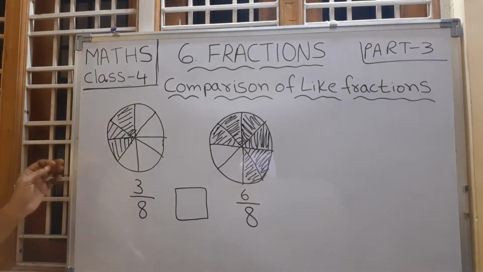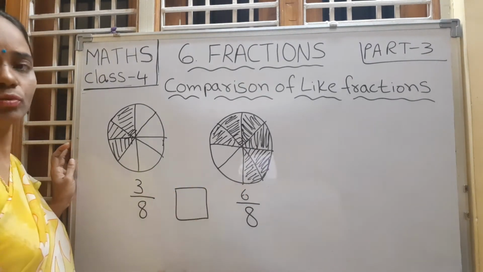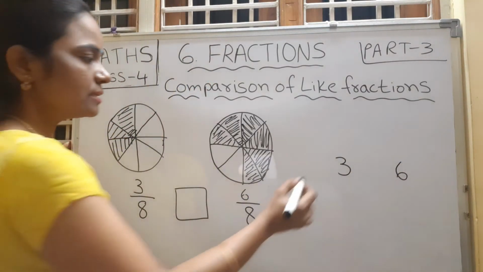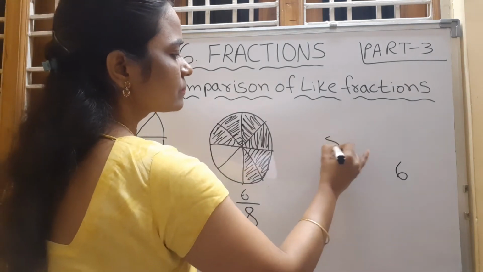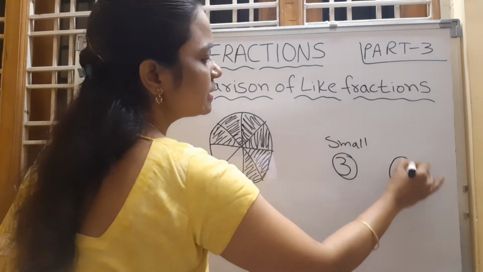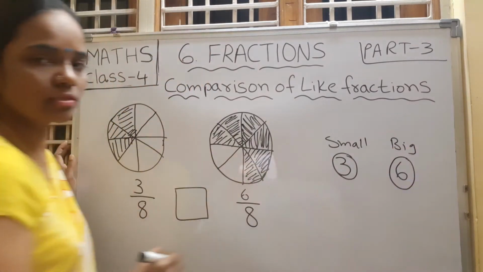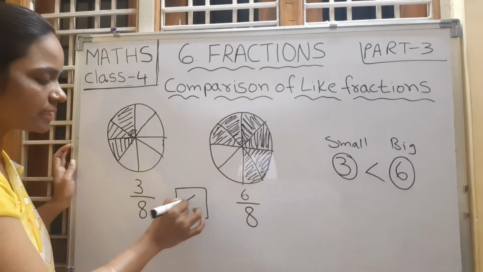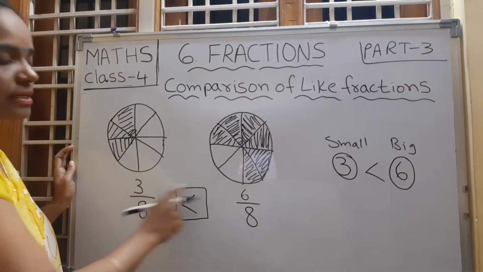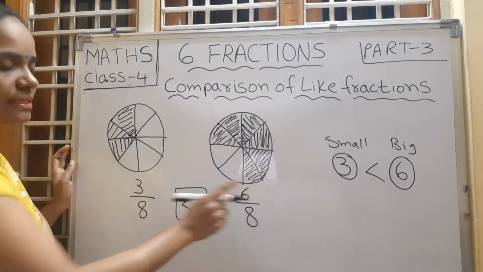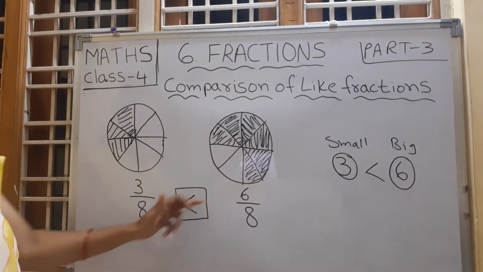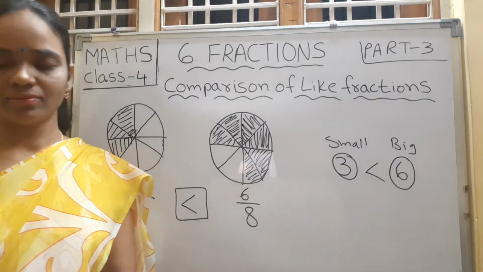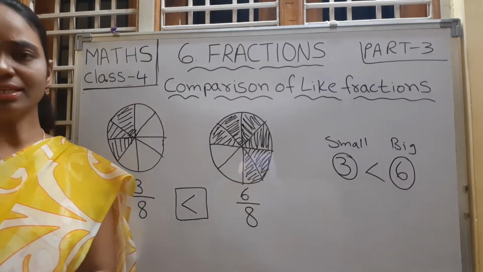These are like fractions, which means the denominator is the same, so just compare the numerators. So what are the numerators here? 3 and 6. 3 is a small number and 6 is a big number. Means 3 is smaller than 6, so we get the less than symbol. Obviously 3 by 8 is less than 6 by 8. In this way we will take the comparisons. Note it down, children.